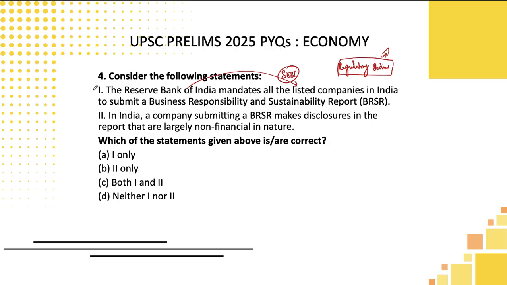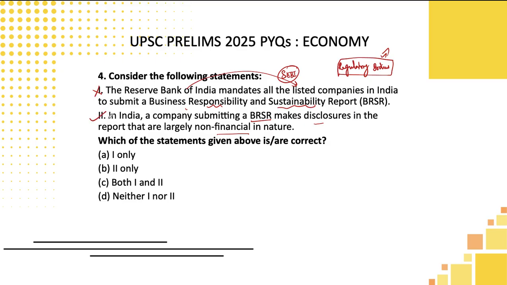Okay, students, so once you eliminate the first one, let's read the second one. In India, a company is submitting BRSR. What is it? Business Responsibility and Sustainability Report. So it has something to do with responsibility and sustainability. So they have to make big disclosures which are non-financial in nature. Chances are there, because something which has to do with sustainability, why would they have to talk about financial matters? It can be related to the environment or some other things actually. So basically we can take the second statement to be correct.